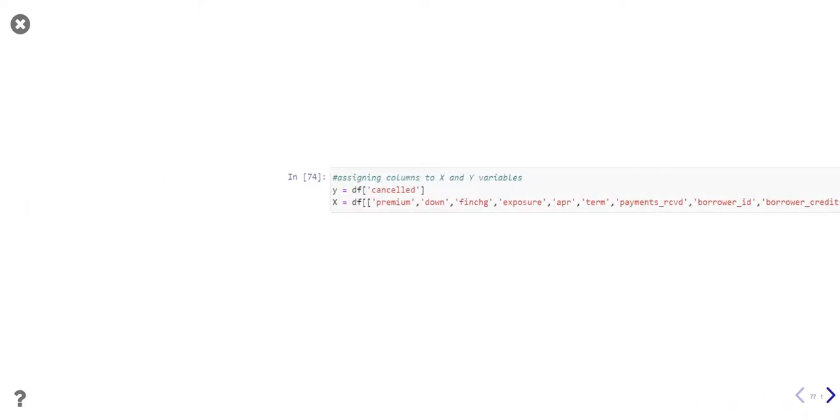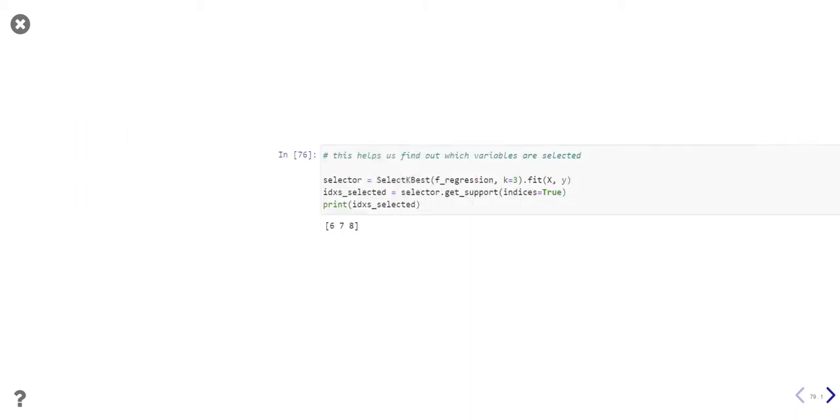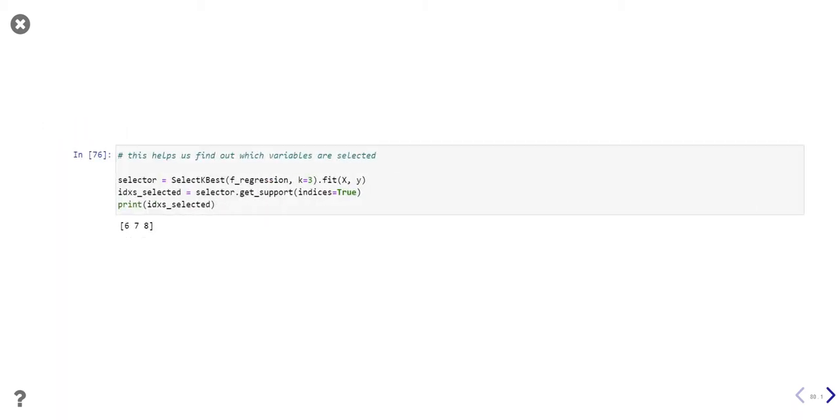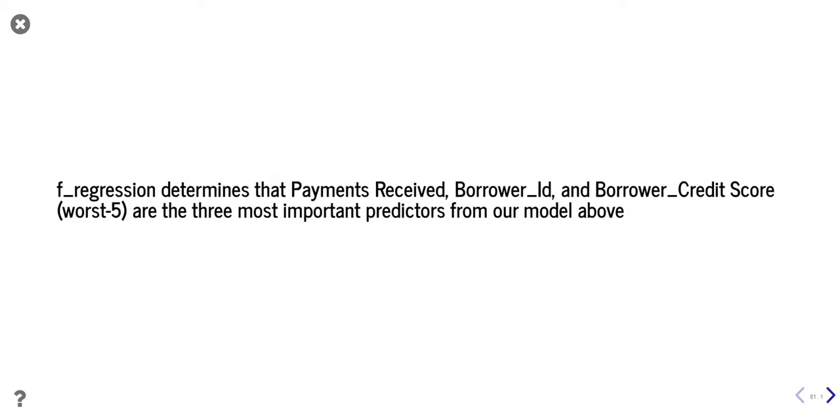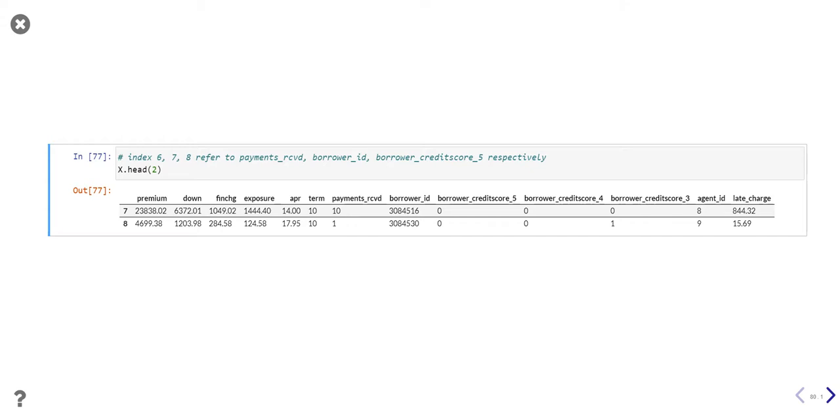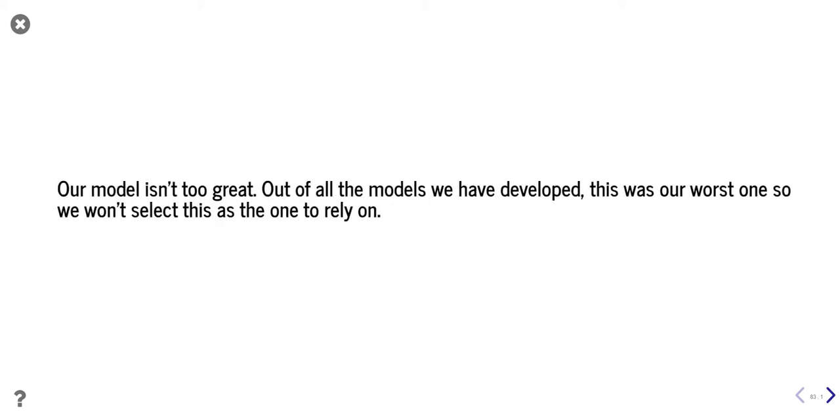And then we're going to look at some model selection, which is basically assigning X and Y variables. Once again, doing a K-means, K-fit, going through all of that. And basically it shows, index 678 here after we tested the model, identified which variables were most influential. And as we can see, it was payments received, borrower ID, and borrower credit score of 5. And we tested that model, not very good. That was actually our worst model we developed, so we won't select that one to rely on going forward.